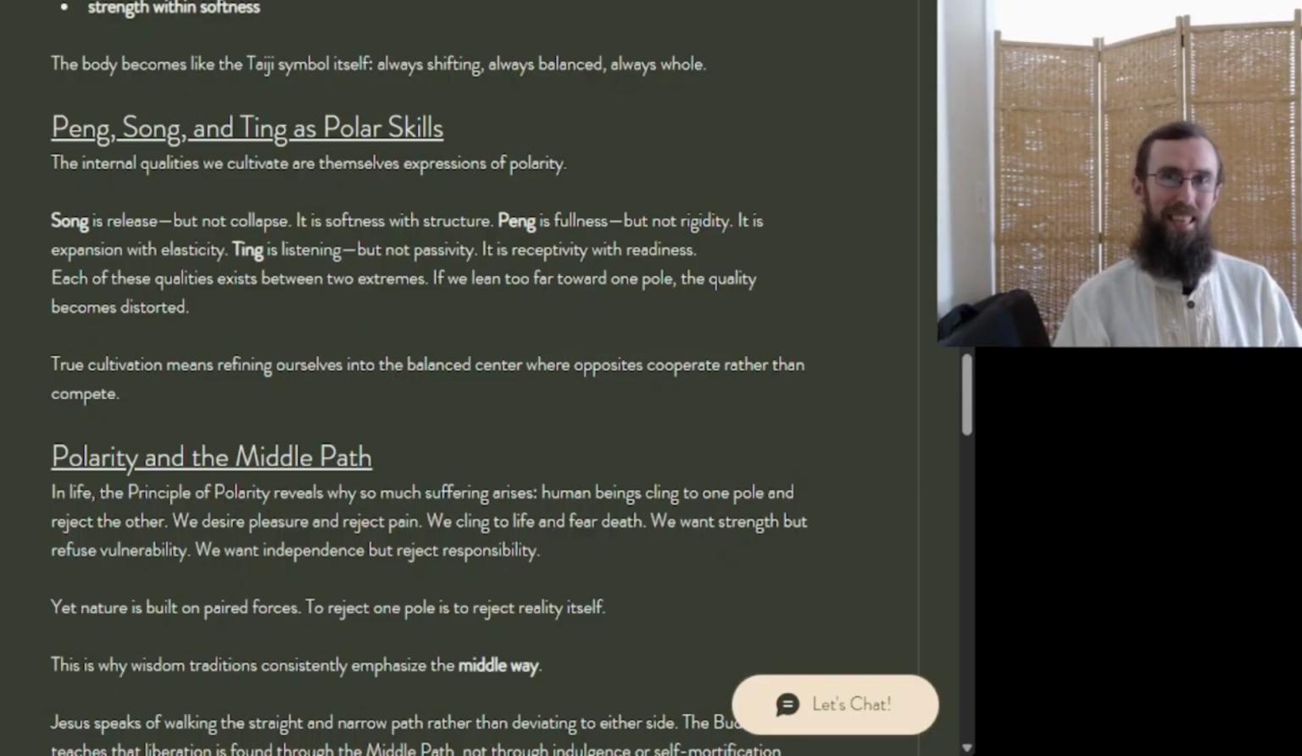Ding is listening, but not passivity. It is receptivity with readiness. Each of these qualities exists between two extremes. If we lean too far toward one pole, the quality becomes distorted. True cultivation means refining ourselves into the balanced center where opposites cooperate rather than compete.